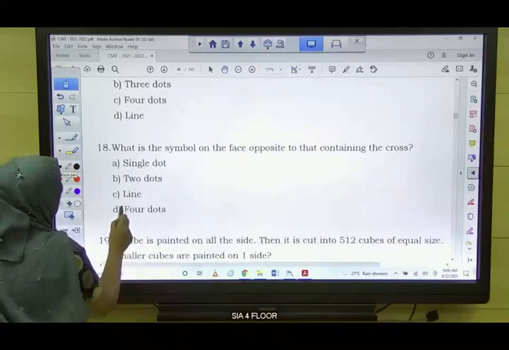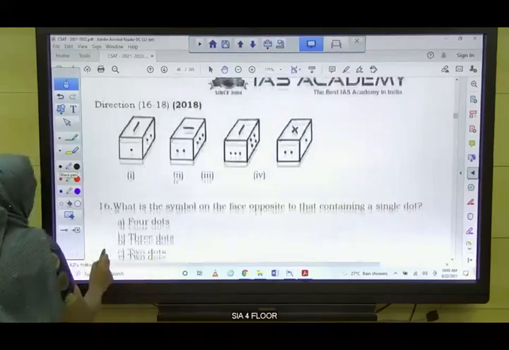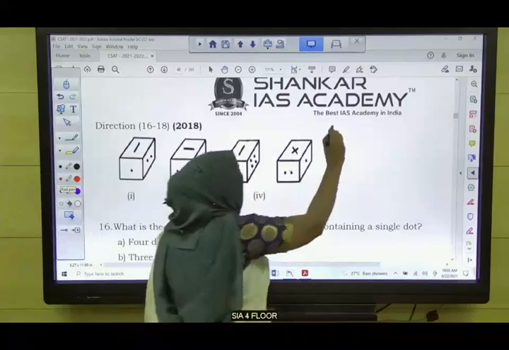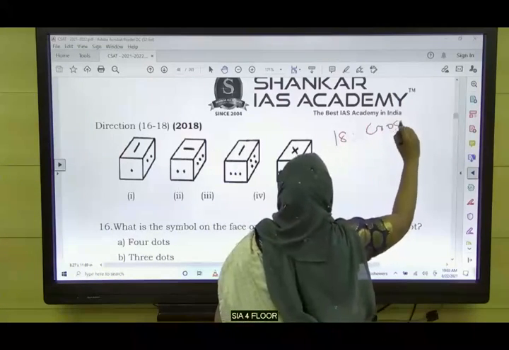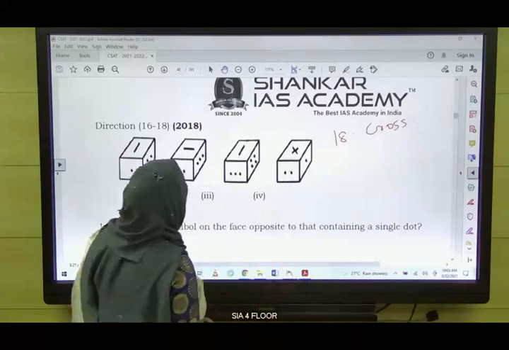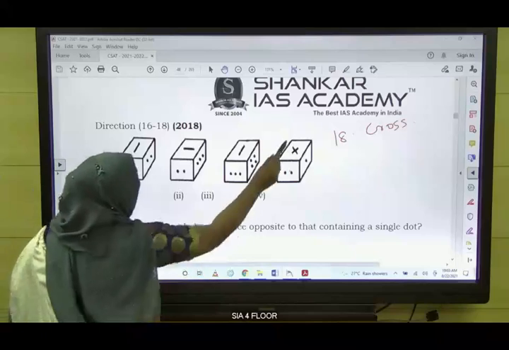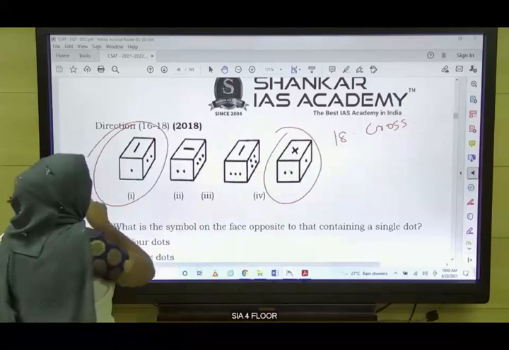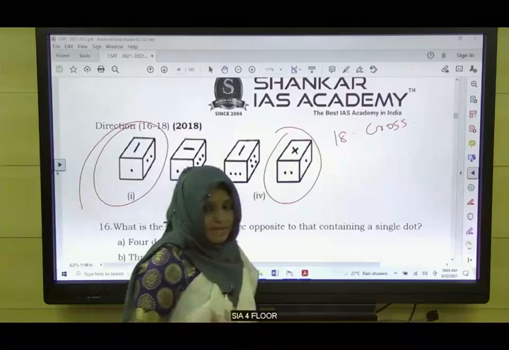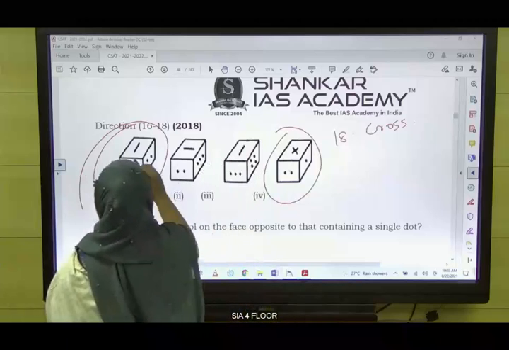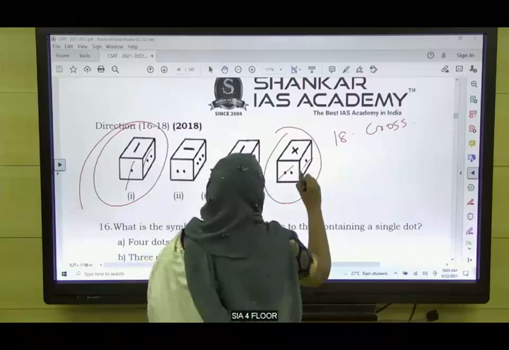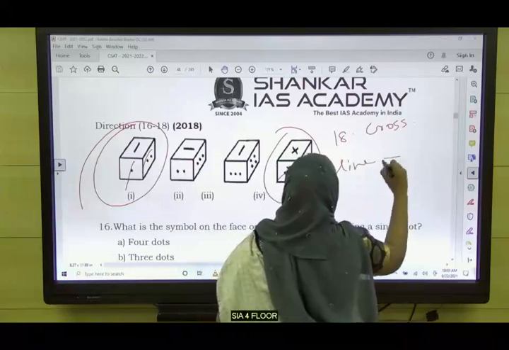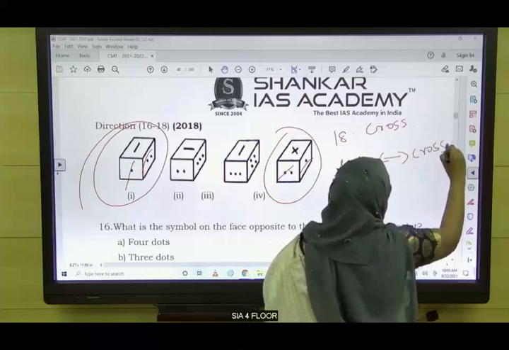Okay, next is cross. What is opposite to cross? 18th question. What is opposite to cross? Okay, which should I take now? I'll take this and this. It's better if I compare dice 1 and dice 4 so that I can cancel the 1 dot and 2 dot, and line is opposite to cross.